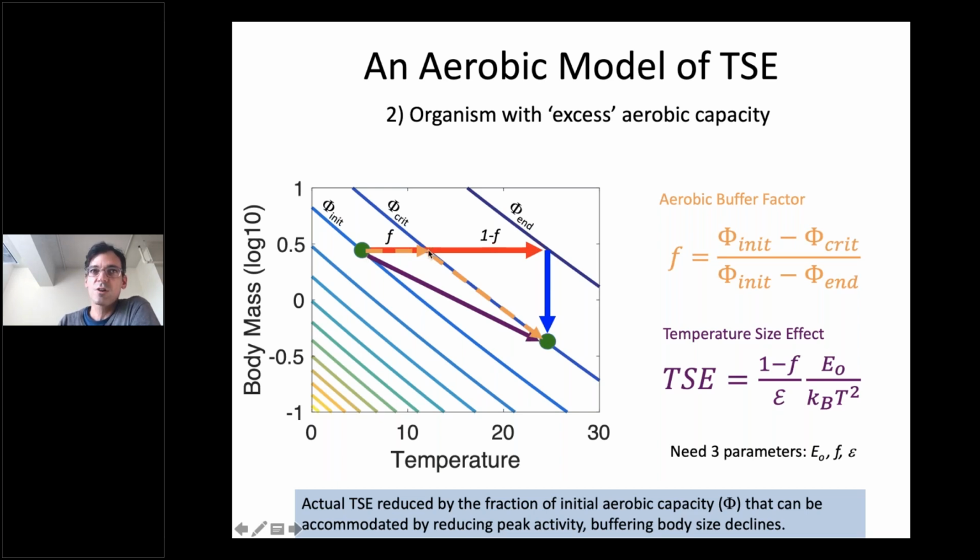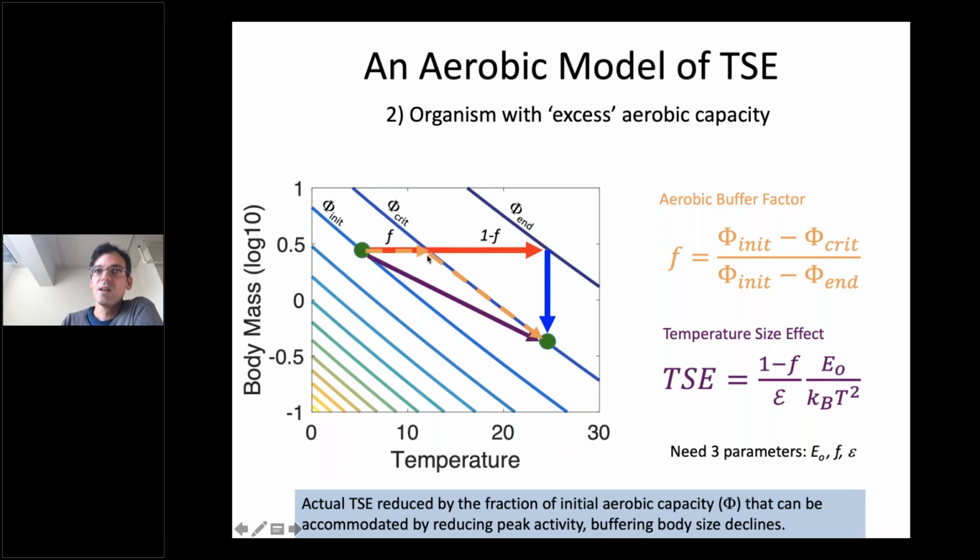It turns out you just go through the math, and it is a very straightforward modification of what you predict the temperature size effect to be. You just start with your previous expression, and you just multiply by 1 minus f. That is the fraction of your metabolic index reduction that can only be compensated by size reductions after you've exhausted all other possible adaptations like reduced activity.